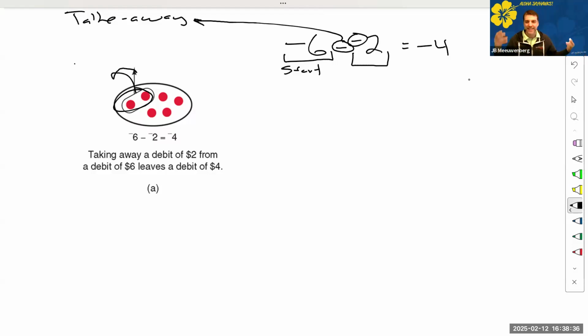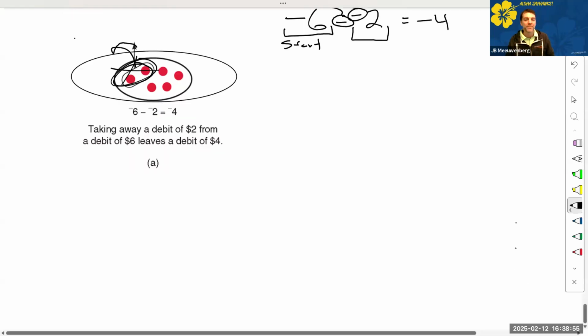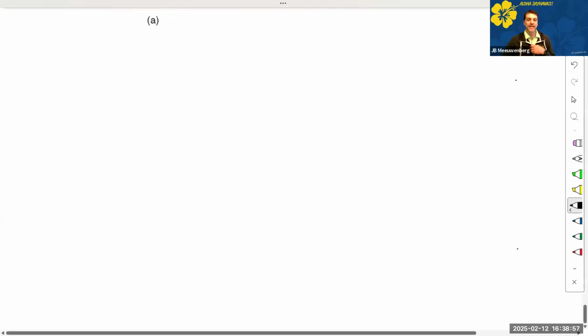I always, again, like to think about it in terms of money. If you're $6 in debt and somebody takes away $2 of your debt, you're less in debt. You're only $4 in debt now. Some older learners might resonate with that a little bit more. So this is where it maybe gets a little more challenging.